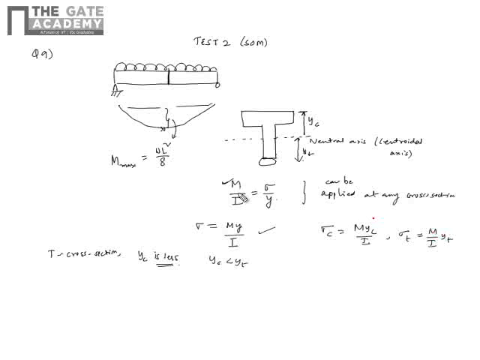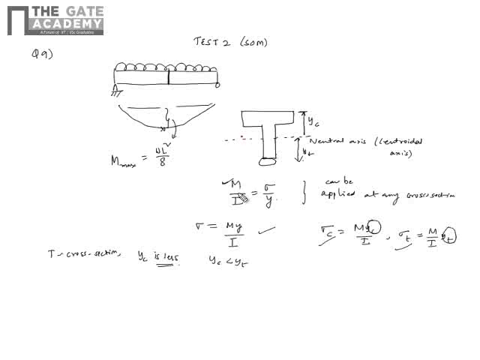Now M by I is the same because we are looking at the same cross section, so M will be the total moment that is resisted by the cross section. I is the area moment of inertia about the neutral axis, so I also will be the same. So depending on YC and YT values, whether the compressive stress magnitude is more or the tensile stress magnitude is more, that all depends on your individual values of YC and YT.